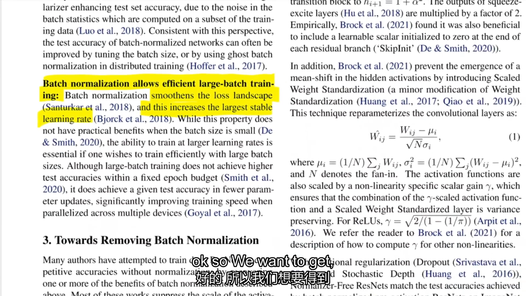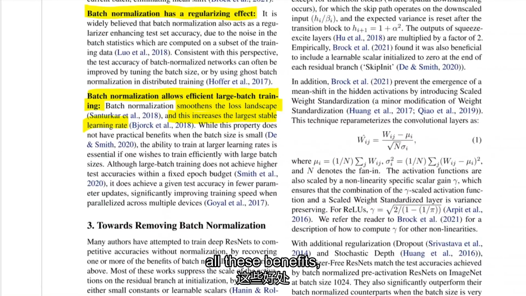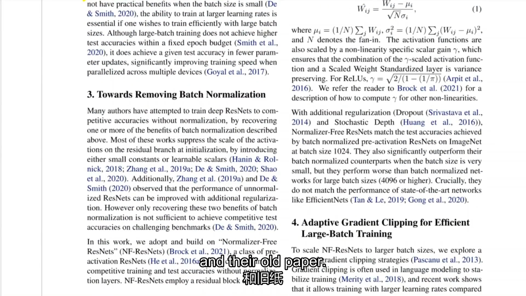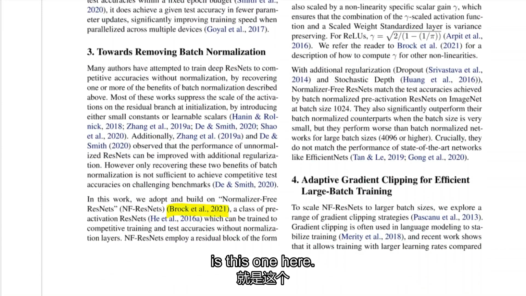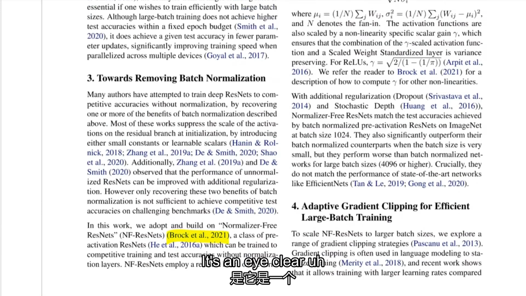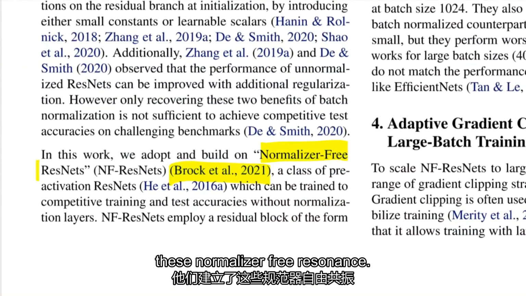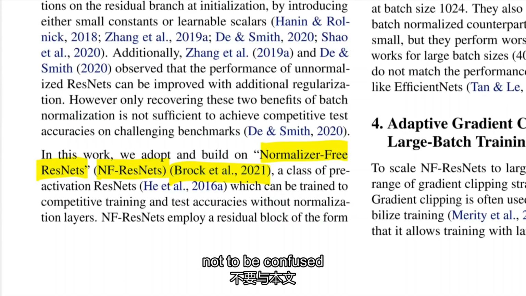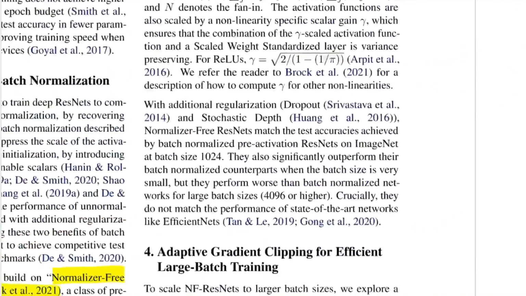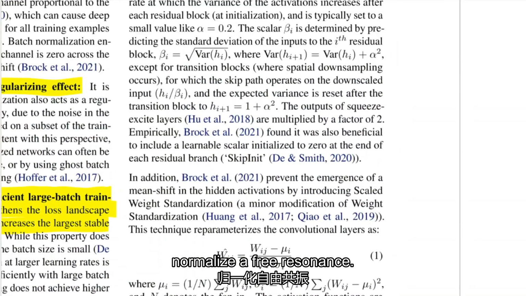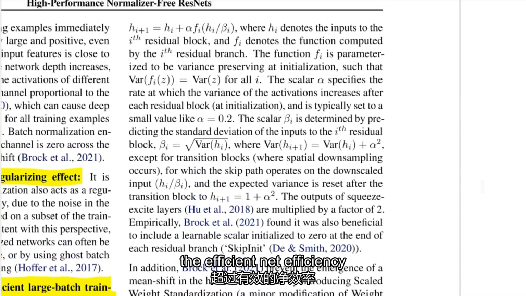Okay, so we want to get to a point where we get all these benefits but don't need batch norm anymore. So first they introduce their old paper, and their old paper, it's not that old, I think it is this one here. You can see it's also this year. It's an ICLR paper, and there they built these normalizer-free ResNets, these NF-ResNets, not to be confused with NFNets, which this paper introduces. Okay, so the normalizer-free ResNets already tried to build normalizer-free ResNets. They manage to build networks that train, but they don't beat the EfficientNet efficiency yet.